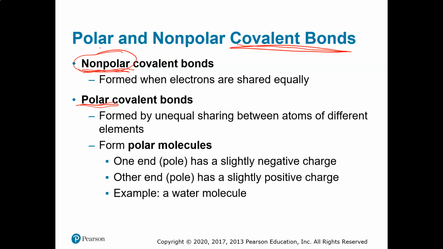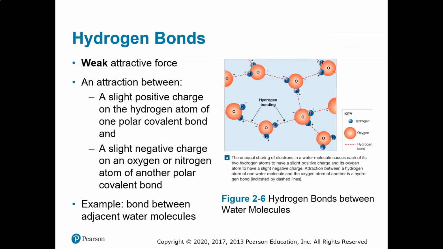But sometimes one of the atoms that forms the covalent bond has a stronger pull or a stronger attraction to the electrons that are being shared. And so one end of the molecule will have a slightly negative charge, the end that has a stronger pull on the electrons. And the other end will have a slightly positive charge. And that will cause it not to be an ionic bond, but it will cause it to be a polar covalent bond. A water molecule is an example of this.